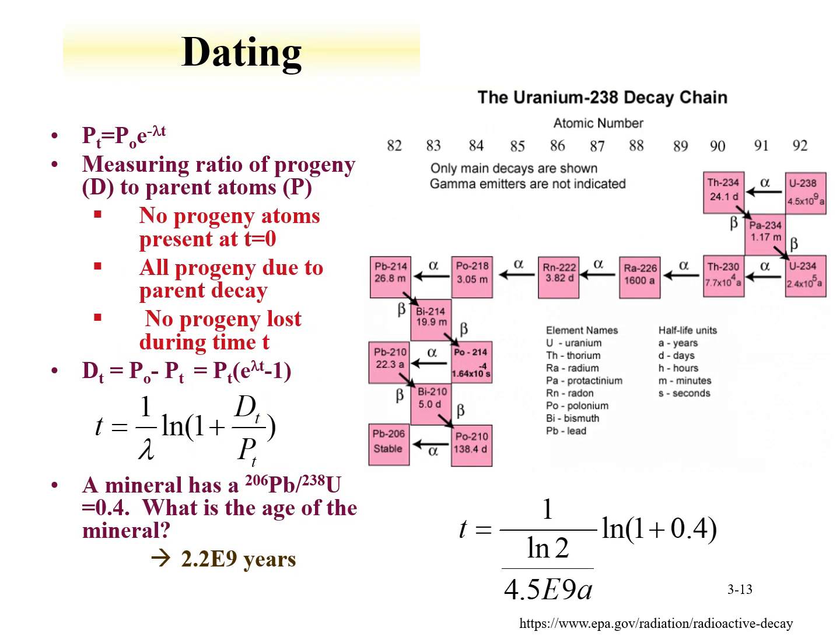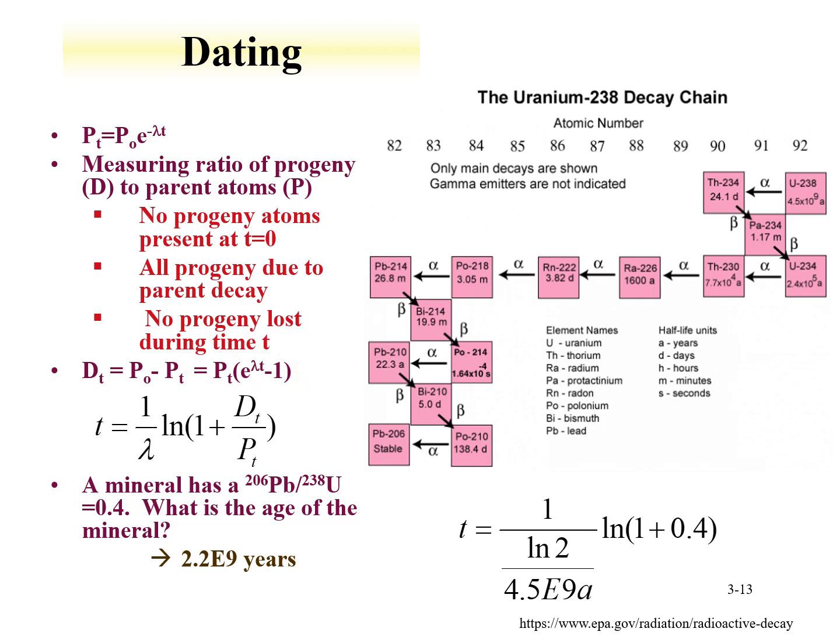We can start with the equation where the amount of parent at time t equals parent initial e to the minus lambda t. We use the conditions where there is no progeny present at time 0. All the progeny is due to the parent decay, and no progeny is lost during the time of decay. We can rearrange this equation so that the progeny at time t is equal to the parent initial minus the parent at time t. This becomes the parent at time t times e to the lambda t minus 1.